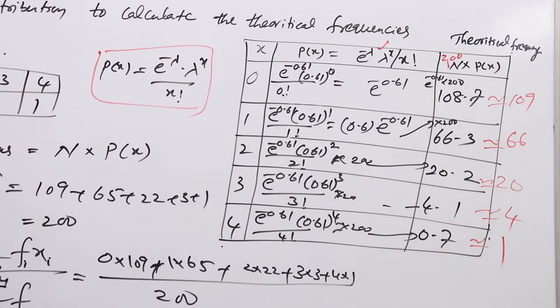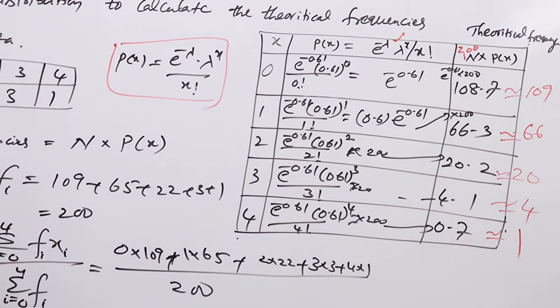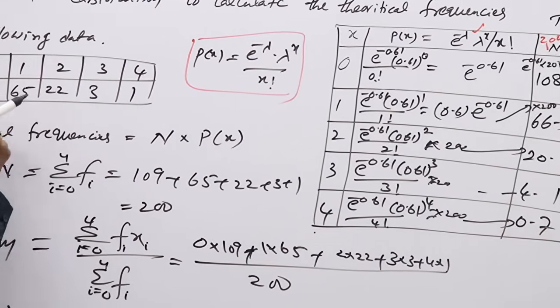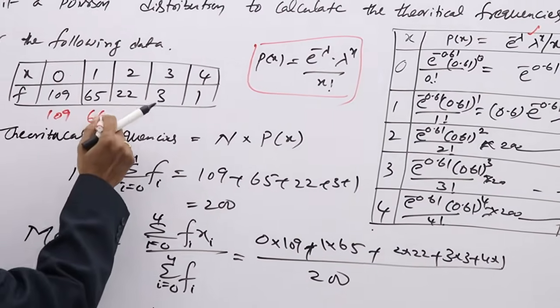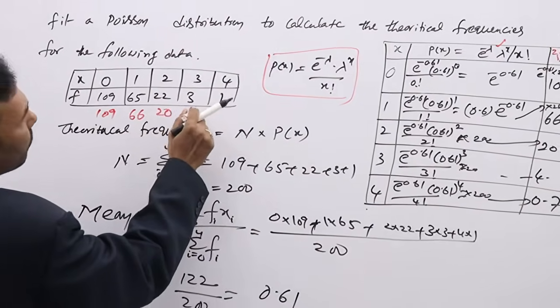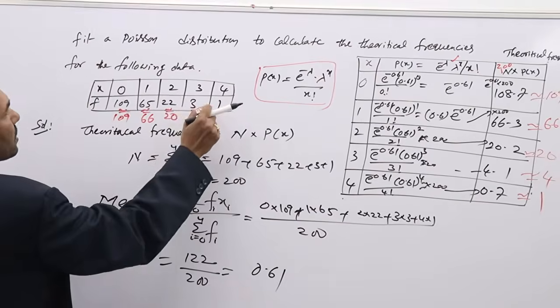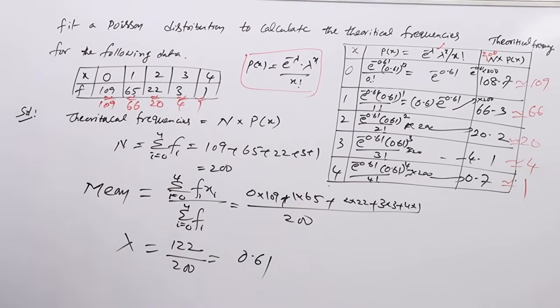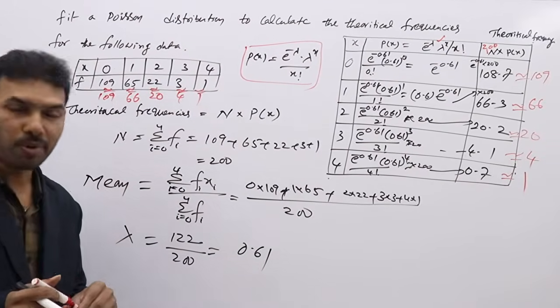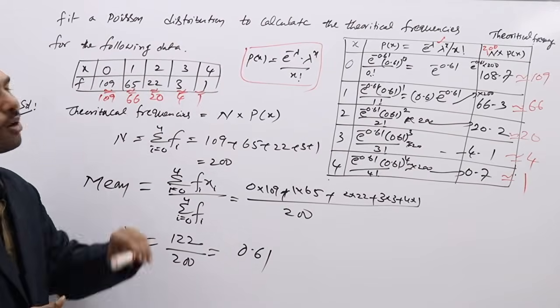So they are theoretical frequencies for the given expected frequencies. These are the theoretical frequencies we got, 24.1, which are closer to actual frequencies. Very close to actual. This is the procedure for fitting a binomial distribution.